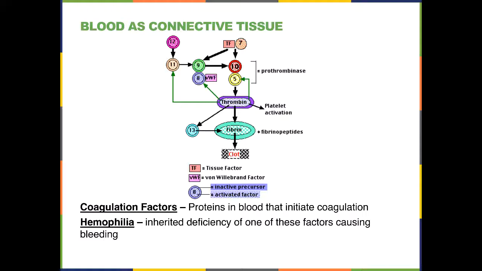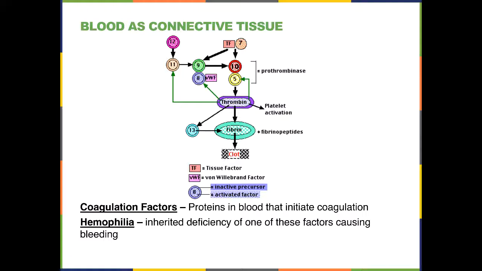And each of these factors has been given a numerical name now. It used to be given a specific name. For example, factor 8 has this little VWF beside it. That stands for von Willebrand's factor. Factor 9 is also called Christmas factor. And the hemophilia, there's a von Willebrand's disease, which is associated with a factor 8 deficiency. There's classic hemophilia, which is also associated with a different kind of factor 8 deficiency. And then there's something called Christmas disease, which is associated with a factor 9 deficiency.